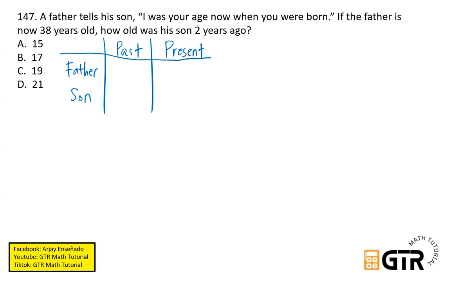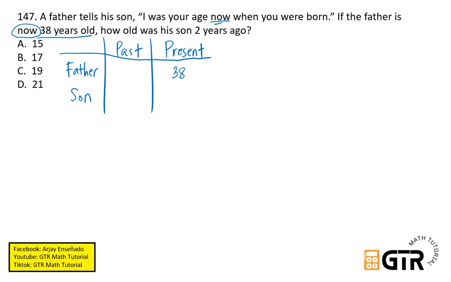So from the given problem, a father tells his son, I was your age now. Yung now, ibig sabihin nun, present. I was your age now when you were born. If the father is now, ayan, now, ibig sabihin present, now 38 years old. So ilagay natin dito sa present, si father ay 38 years old at present. So how old was his son 2 years ago? So paano natin lalagyan ng mga variables itong mga blank natin dito, yung past tsaka dito sa present. So analyze ulit natin mabuti.